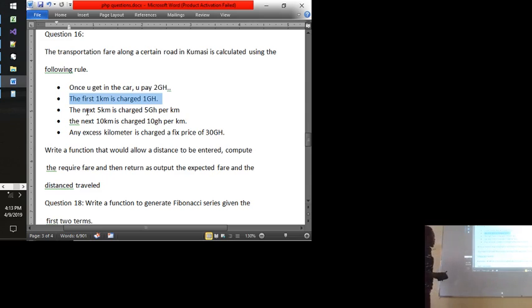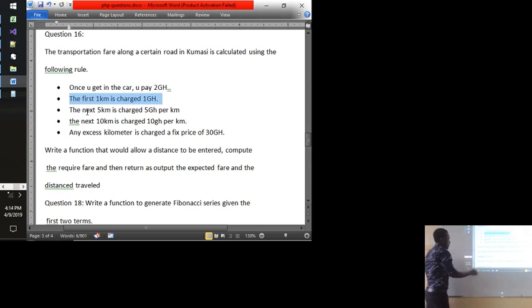Let's see. We have it here. Let's say we are starting from point A, right? Once you get in, you are paying 2 Ghana. The first kilometer from here to point B, let's say 1 kilometer, you are paying 1 Ghana. The next 5 kilometers, right? So from the start, here will be 6.